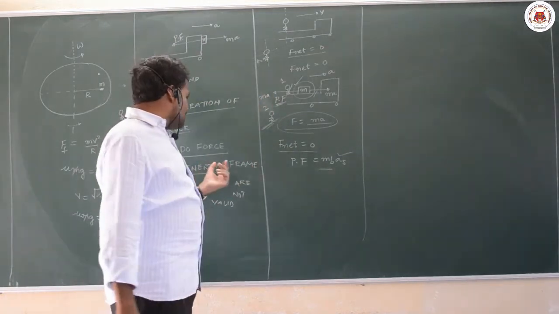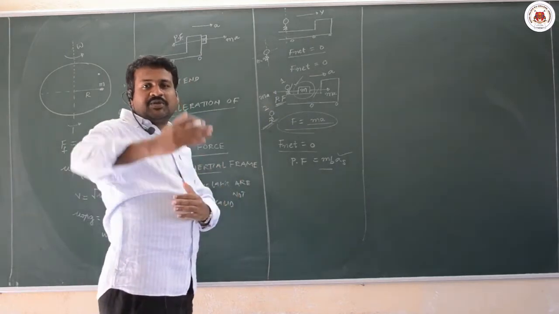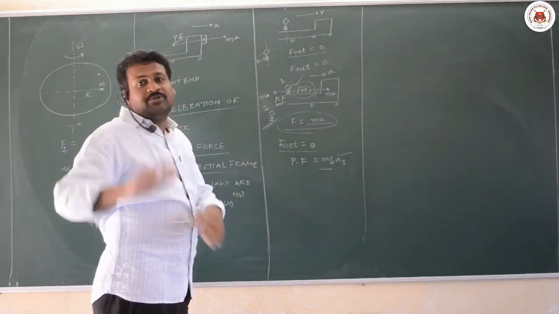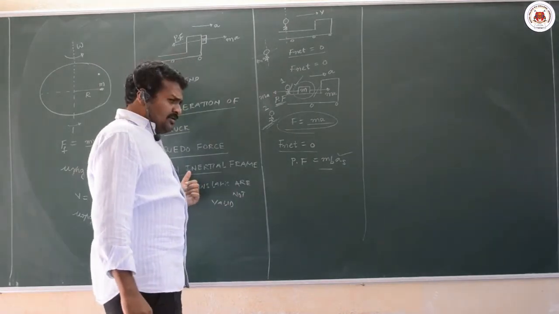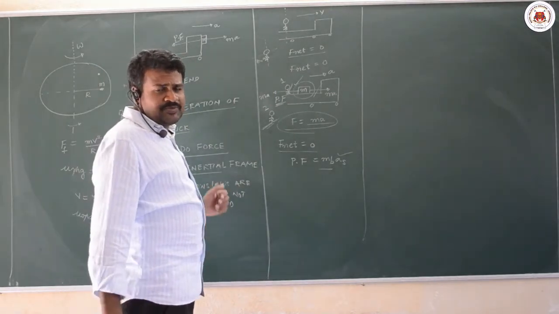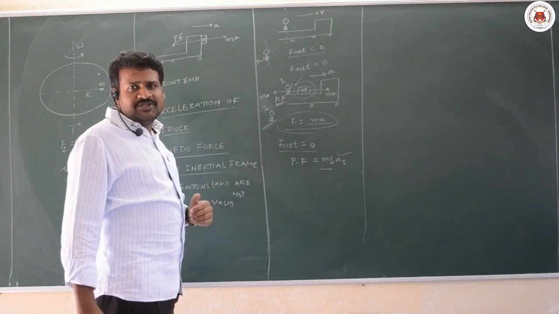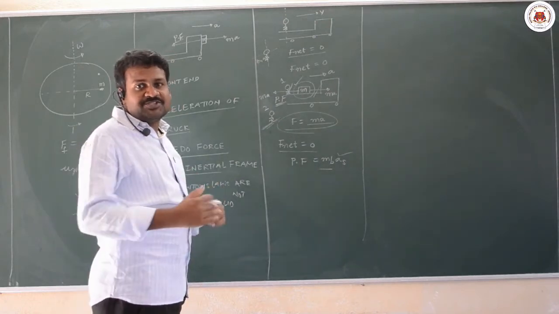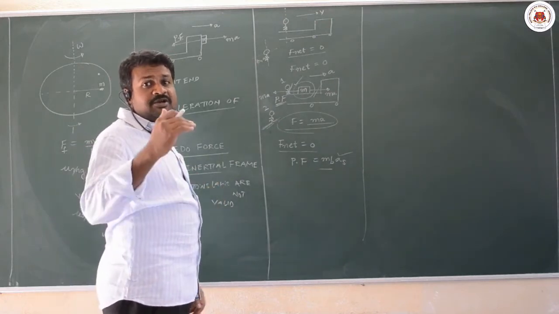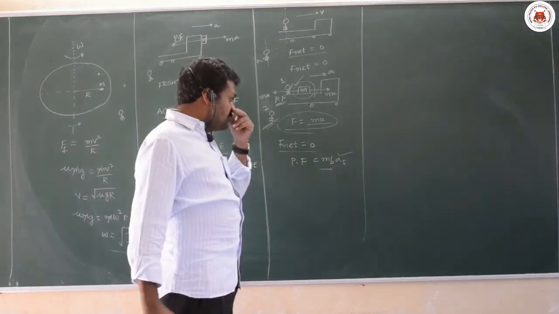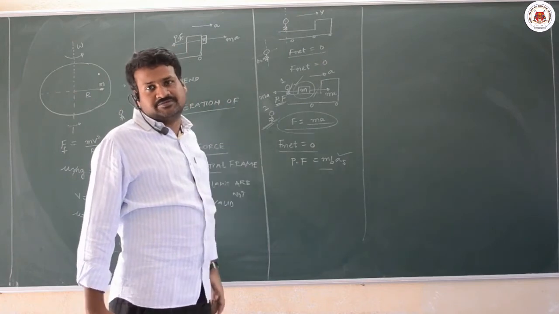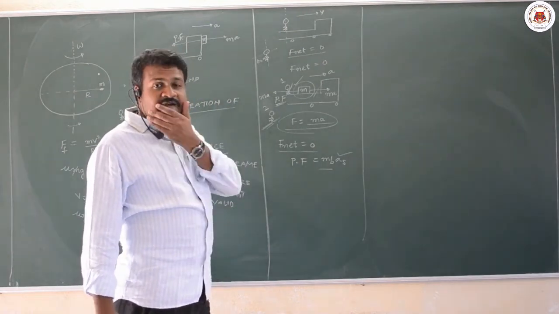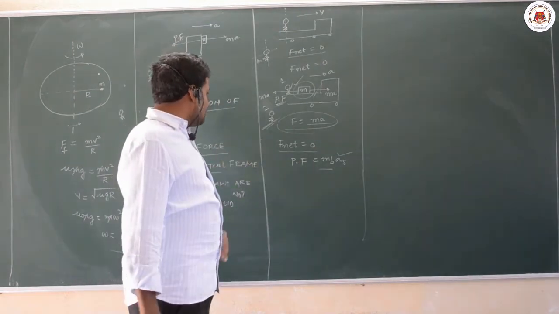So there are two types of frames of reference, meaning from where you are observing the body, that is called frames of reference. The first one is inertial frames. An inertial frame is a frame of reference, a coordinate system, in which Newton's laws are valid. A non-inertial frame means a coordinate system in which Newton's laws are not valid. This is called the concept of pseudo force.